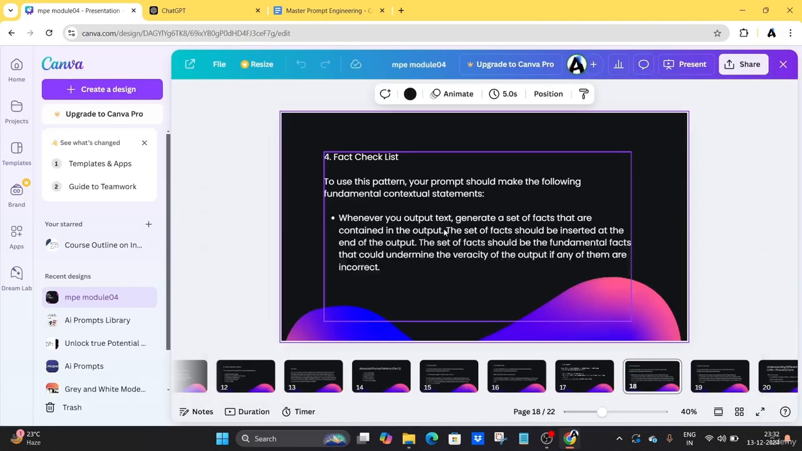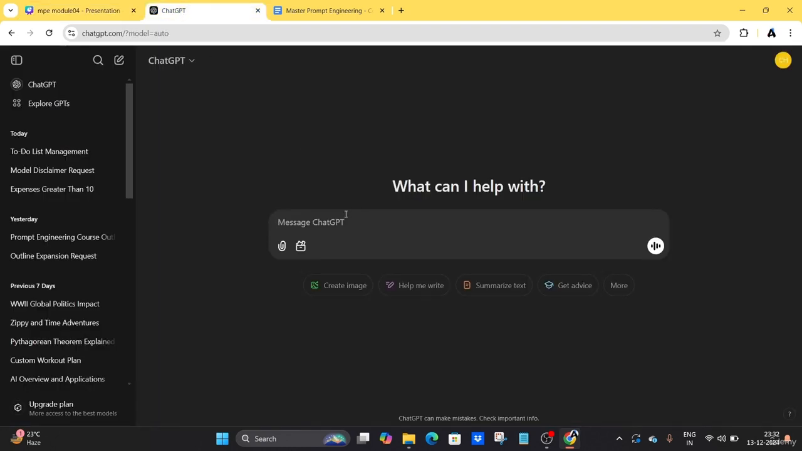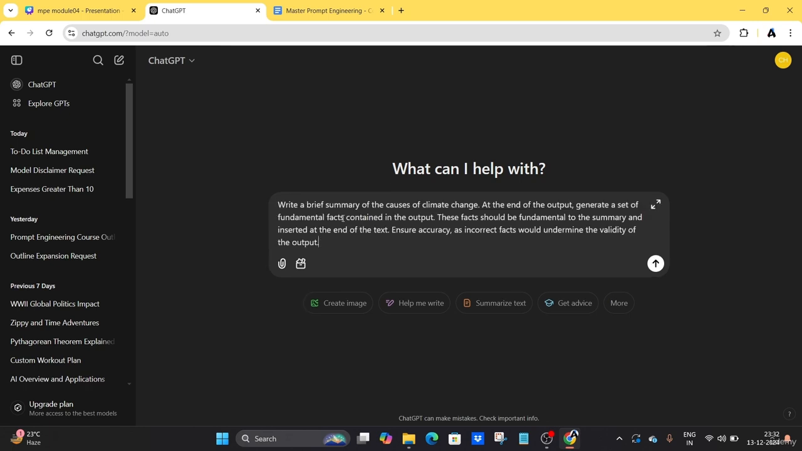Let's jump into that. So I am at ChatGPT. I have already written a prompt pattern here, and I will just paste it. So you can see here: write a brief summary of the causes of climate change. That is what I guided the AI to do.